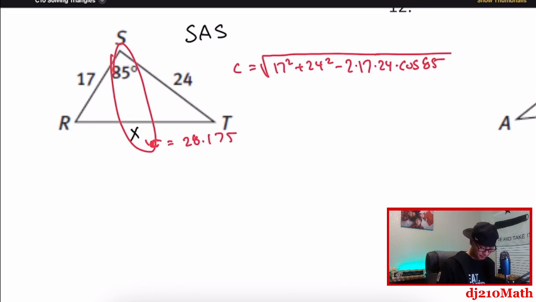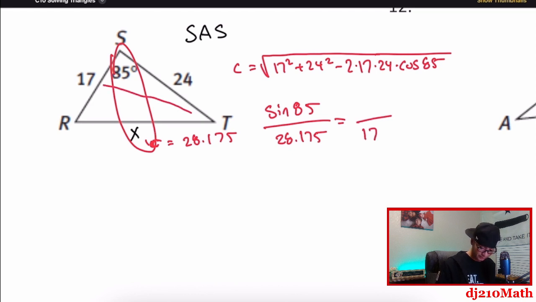Okay, now we have to solve for one of the other two angles. So let's do law of sines. I'm switching to law of sines now, right? Law of sines would be in my best interest because now I know the angle and I know the side across from it. So this is going to be sine of 85 over 28.175 equals one of the other two sides. It doesn't matter. Let's just choose 17. Right. 17 is the side across from it, the angle. So this is going to be sine t.